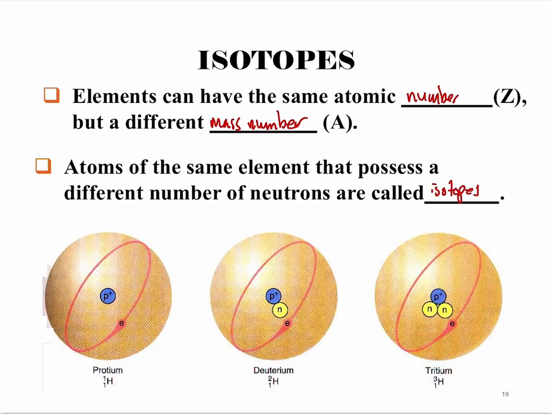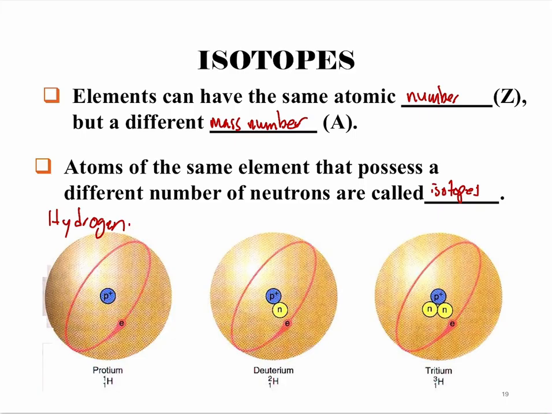So here we have 3 different isotopes of hydrogen. We have just regular hydrogen, or protium is what it can be called. Or sorry, this is protium, which is going to have 0 neutrons. So it's just a single proton and a single neutron.